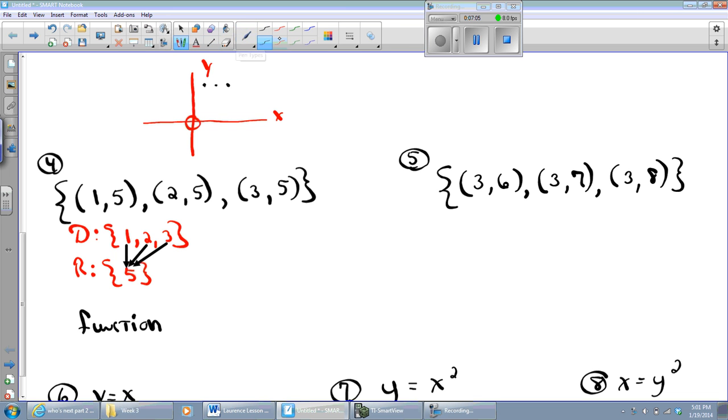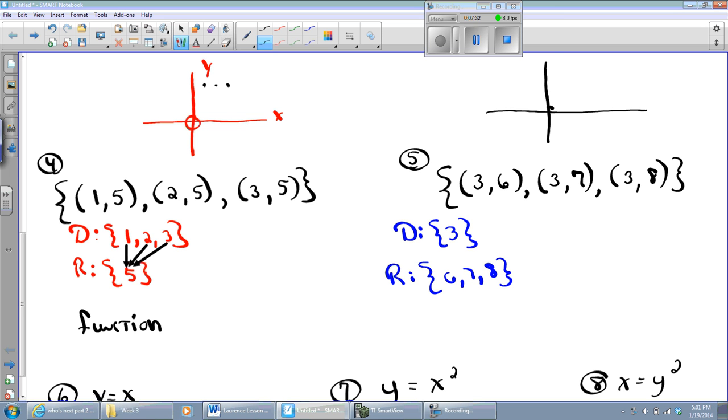All right, let's do domain and range for number 5 here. My domain is 3. My range is 6, 7, 8. Now, is it a function? Let's get a picture of this. I've got a feeling this is going to be a vertical line.